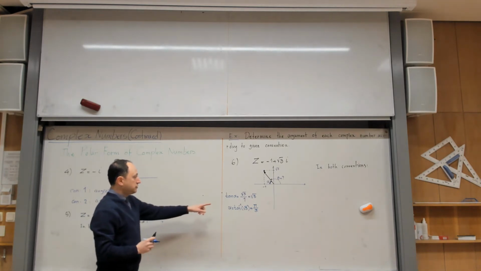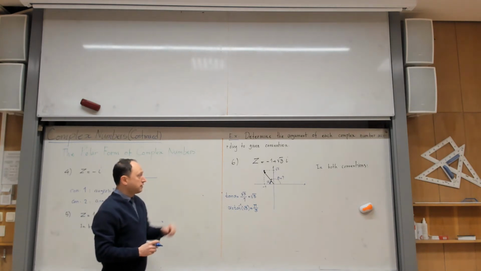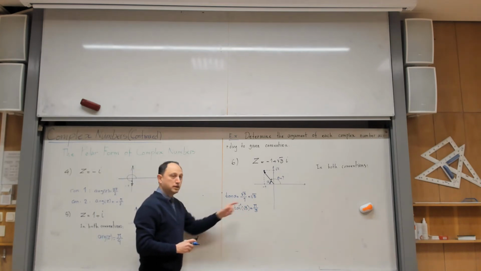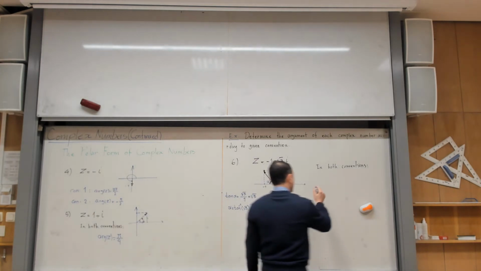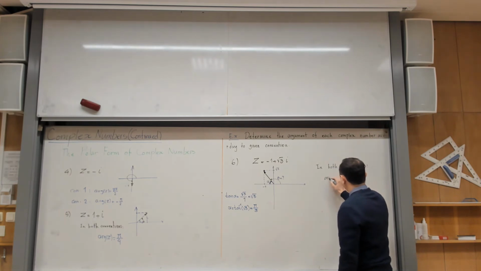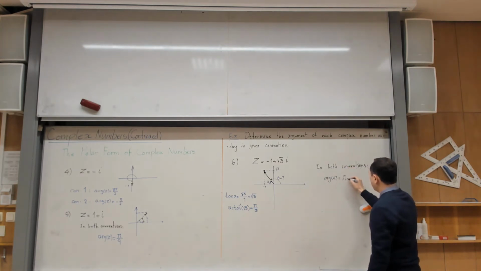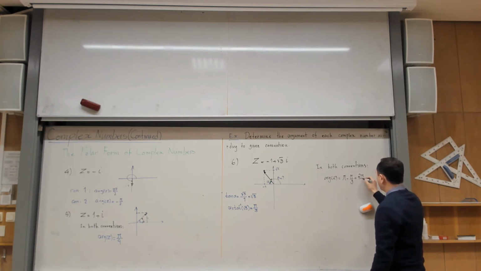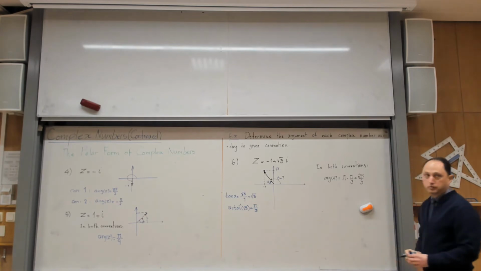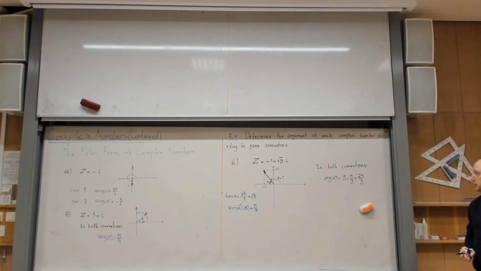But be careful, this is just alpha. But we want theta. So theta is pi minus this one, yes? So what you write in both conventions, argument of z is not this angle. Is pi minus pi over 3, which becomes 2 pi over 3. But that is the argument of your complex number.